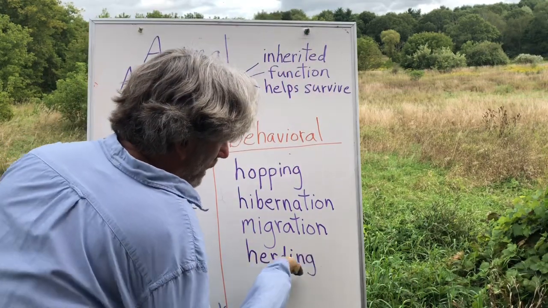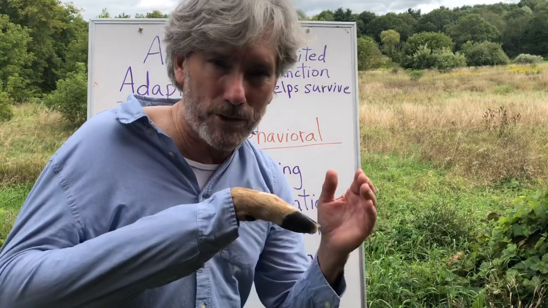Even herding. In certain times of the year, white-tailed deer will herd up, just like zebras do. They herd up so that predators can't get them as easy, and they can see danger easier, and they can find food. So herding is a behavioral adaptation too.